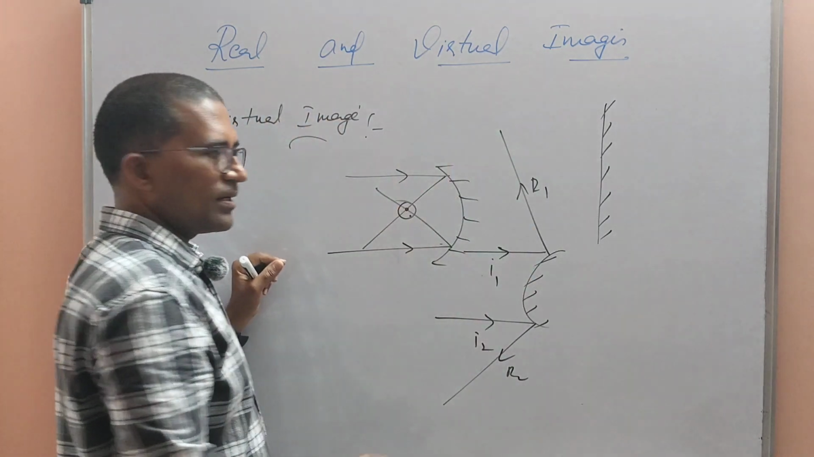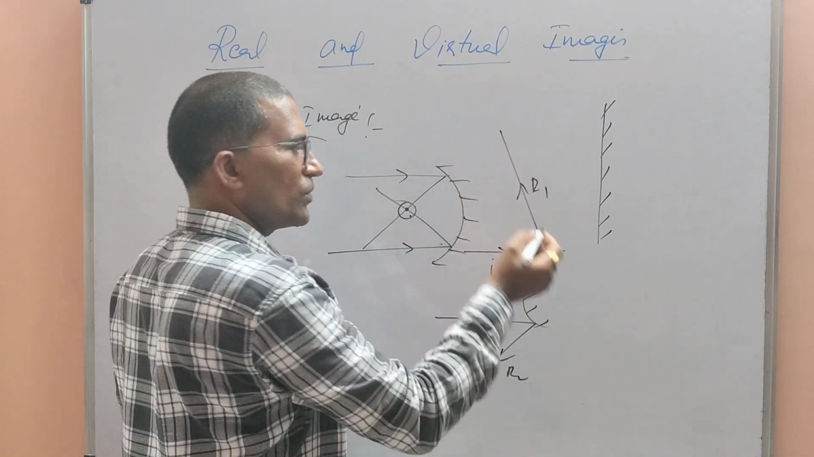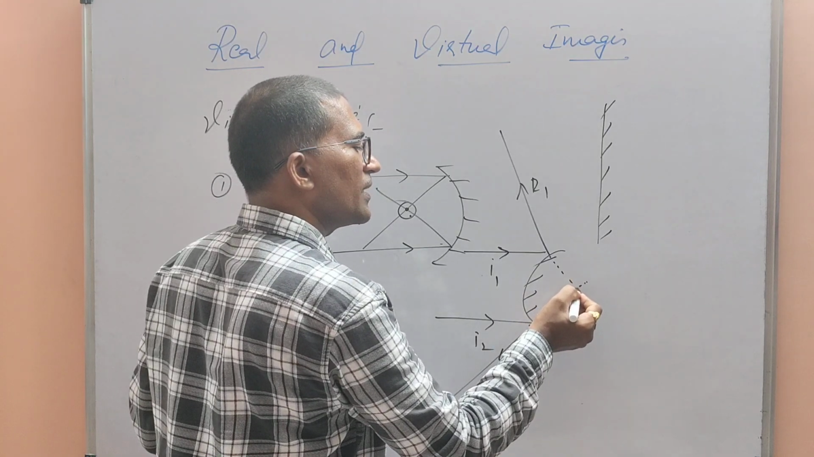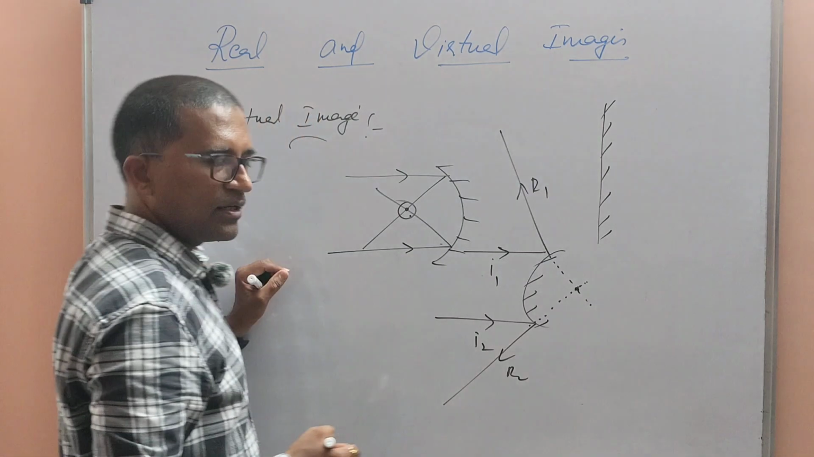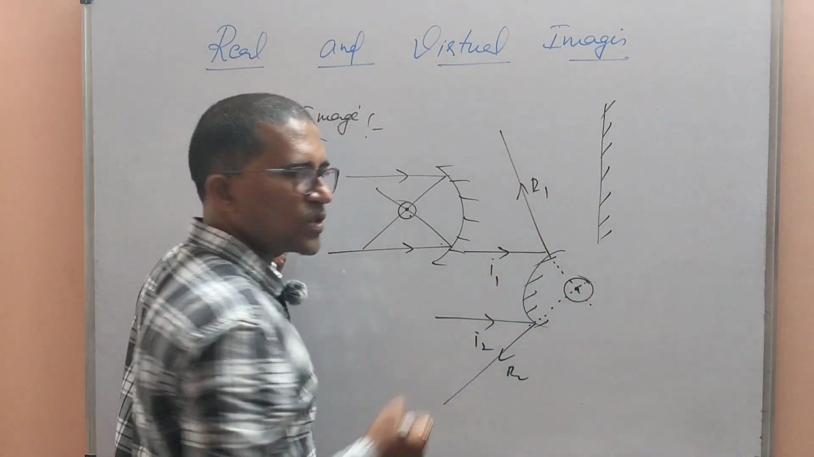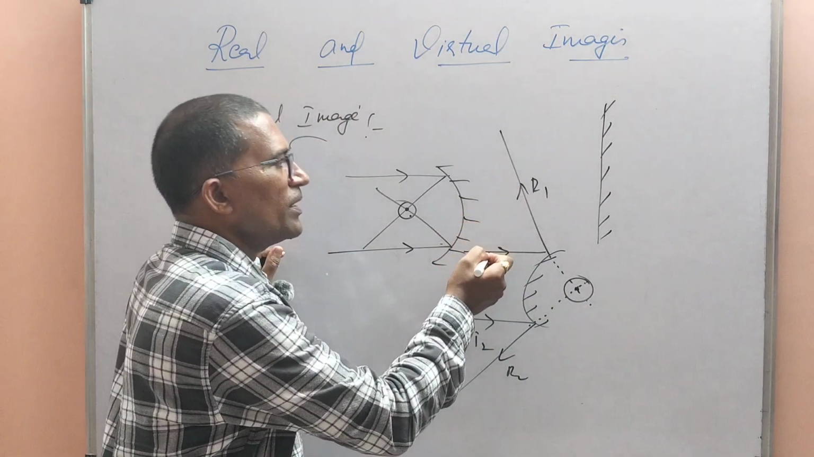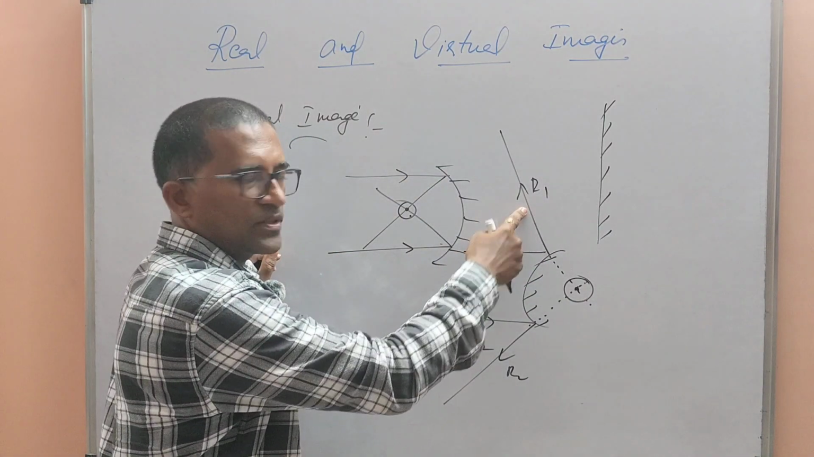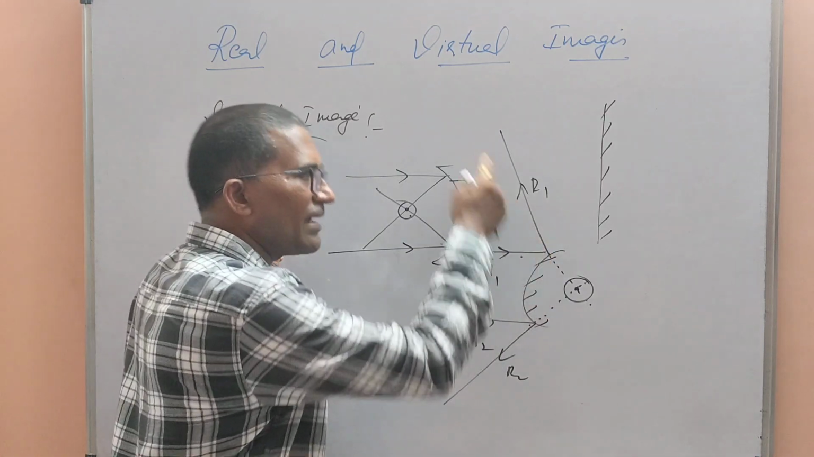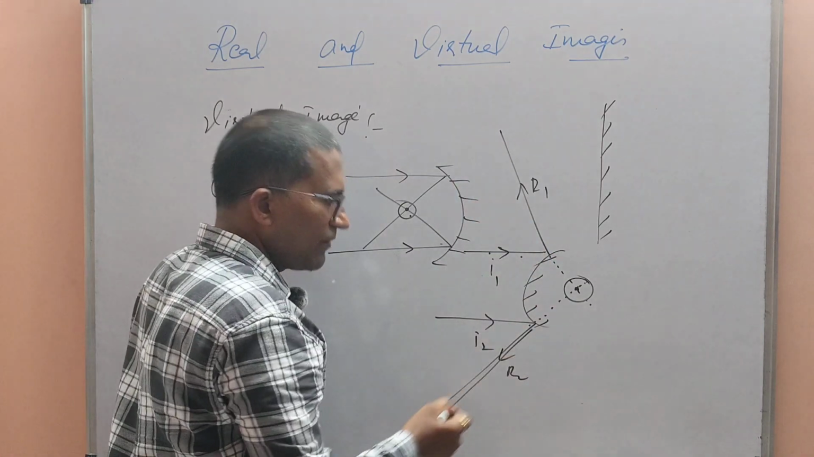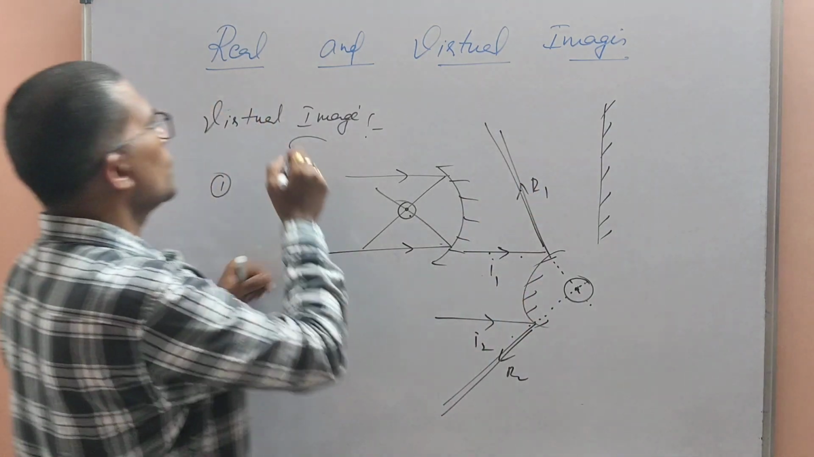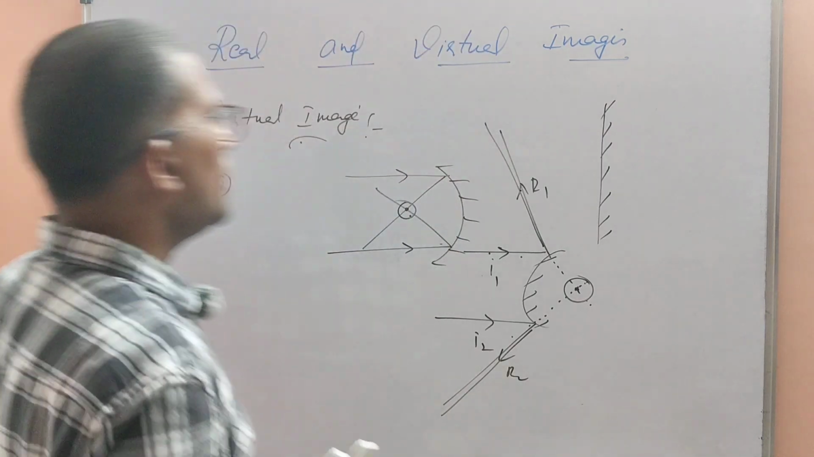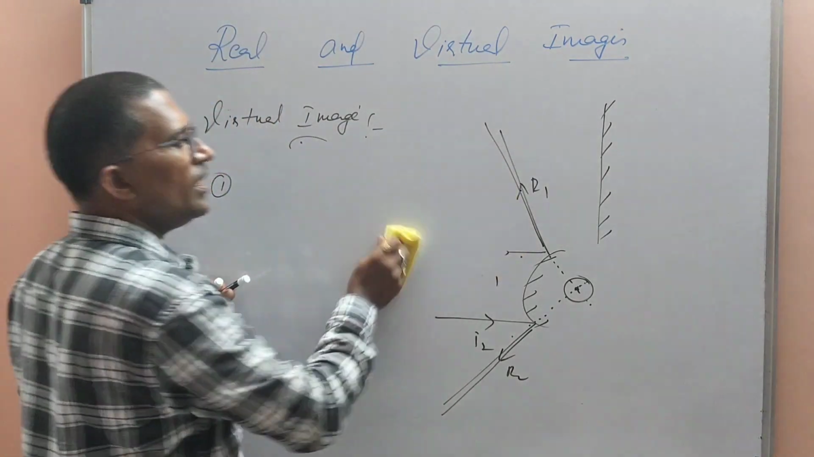In case of a convex mirror, the reflected light rays are going to diverge. If I extend back these divergent reflected rays, they appear to be coming from one particular point inside the mirror. So here the image is formed. So convex mirrors will form virtual images. Why? Because the light rays after reflection will diverge. The divergent reflected rays can form only virtual images. So convex mirrors form virtual images, and even plane mirrors form virtual images.